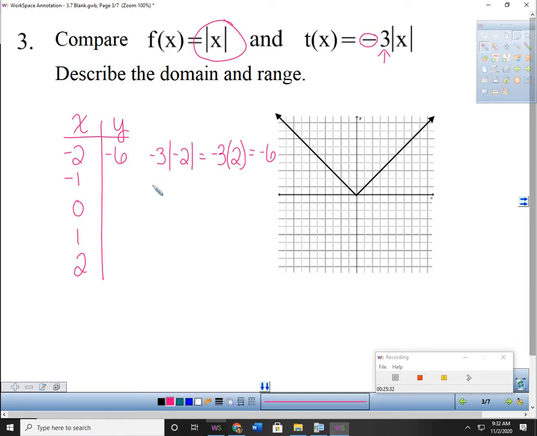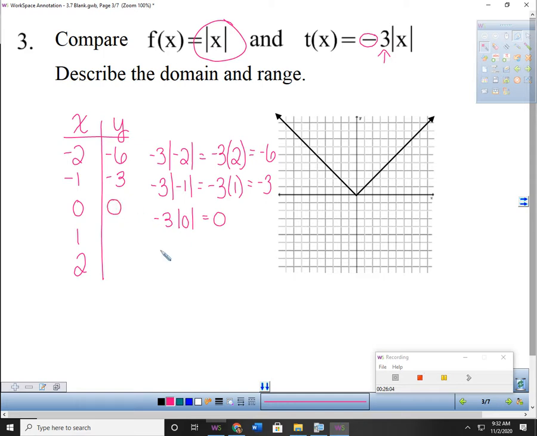All right, same thing with the negative 1. Negative 3 times the absolute value of negative 1. So I have negative 3 times, what is the absolute value of negative 1? So negative 3 times 1 is negative 3. Then I've got negative 3 times the absolute value of 0, which is going to end up being 0, right?